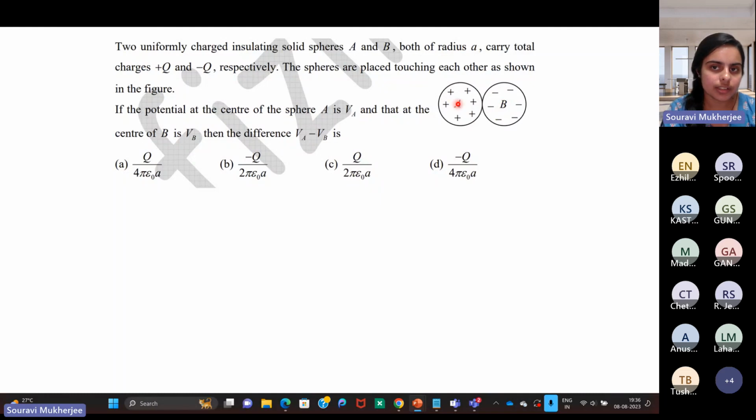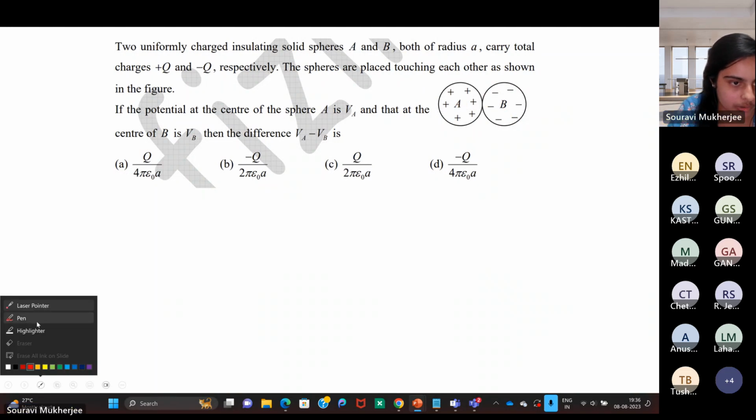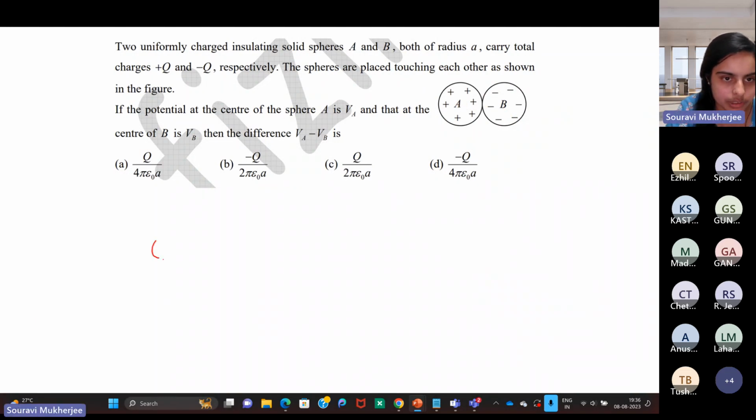Now, what you have to consider is this case: you have a sphere, some negatively charged sphere of total charge Q. Consider this is a sphere, and it has a negative charge all over it. And now you want to find the potential somewhere here.